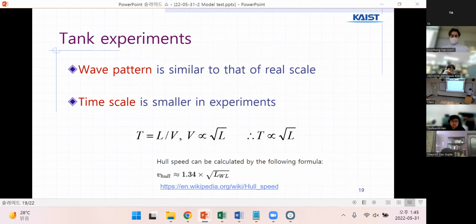Tank experiments. We know that the wave pattern is similar to the full scale, real scale situation. There's also another observation. The shape of the wave is also similar in the model and in the real size. But there's something else that's different. It is the time scale. It will be smaller in experiments because it is proportional to the square root of the body size. Hull speed can be calculated by using this formula.